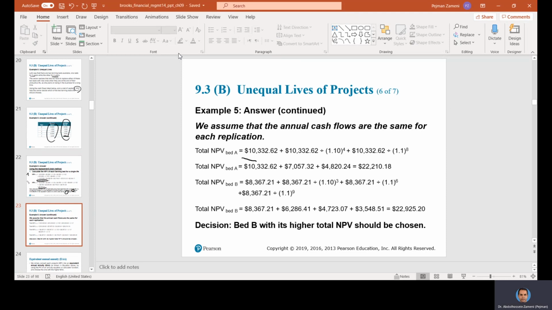This is the net present value we already have calculated for project A.